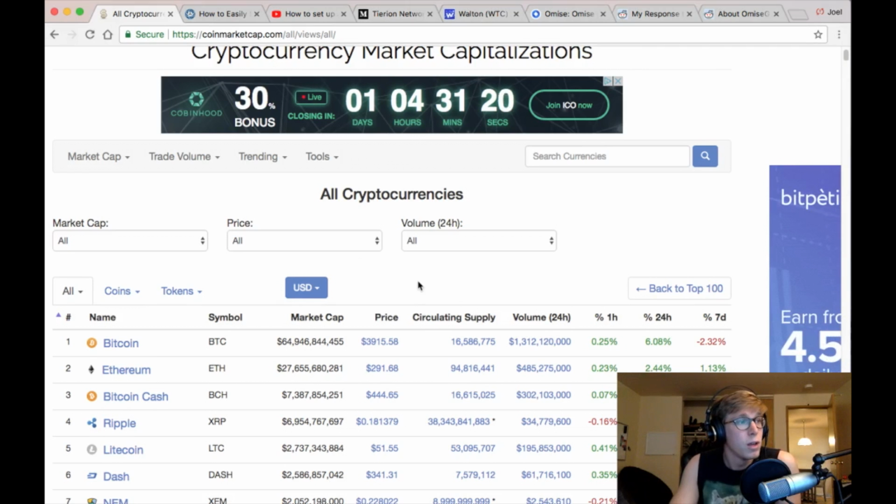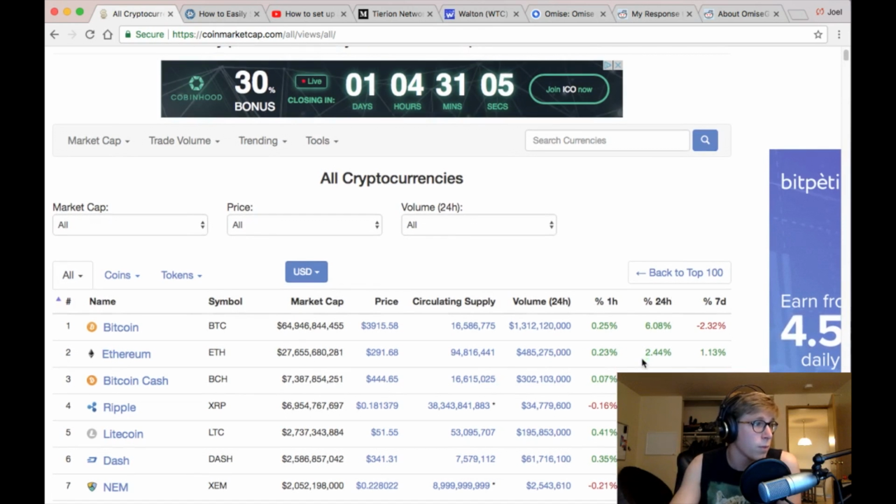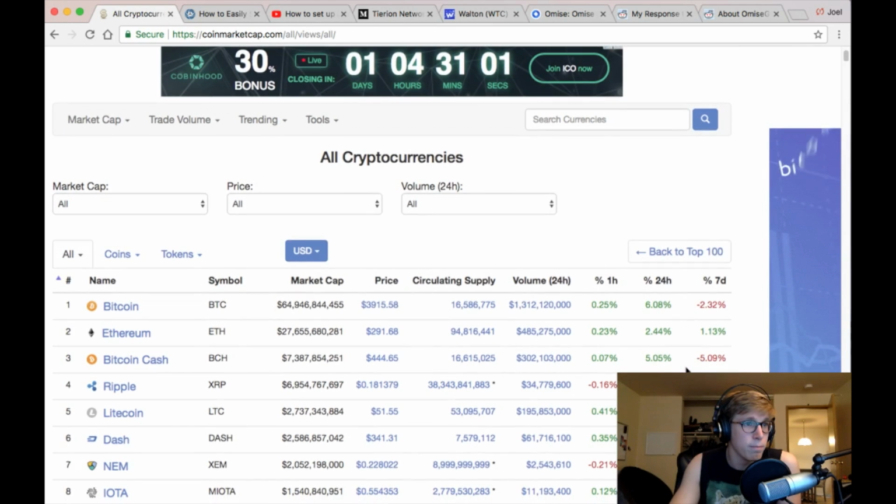So to start off, let's go ahead and take a look at the markets. As you can see, we are up quite a bit in the past 24 hours, which is good. Bitcoin's up 6%, Ethereum up around 2.5%, and Litecoin's up 8%. So starting to see a little bit of an uptrend, but as you can see, the 7-day percentage we're still kind of in the hole. So hopefully it goes up a little bit more.